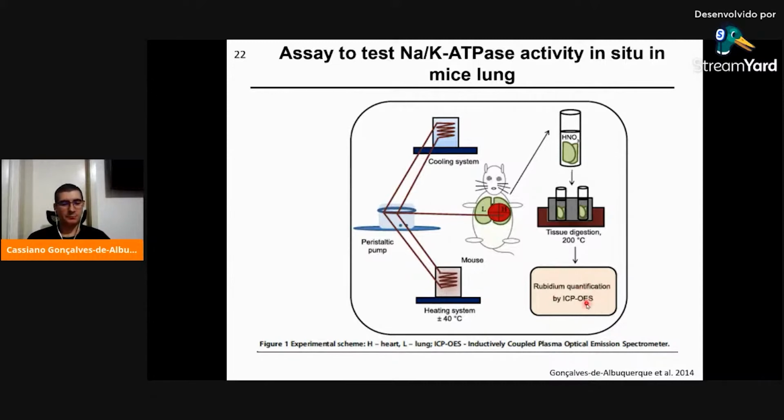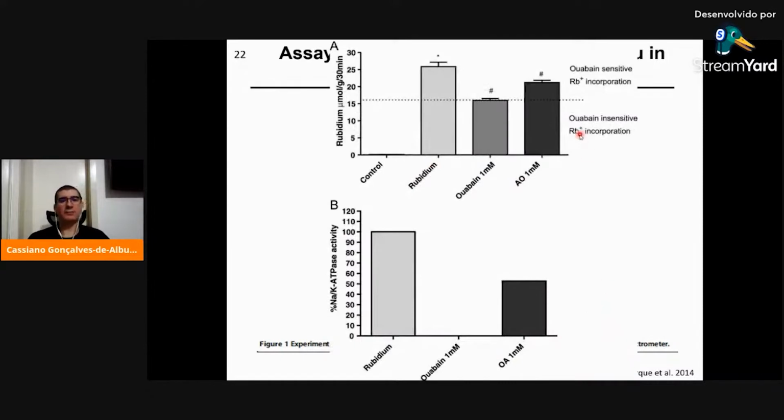ICP-OES. As you can see in the graphs, the amount of incorporated rubidium was higher than in previous experiments, and oleic acid inhibits only partially the sodium-potassium ATPase.